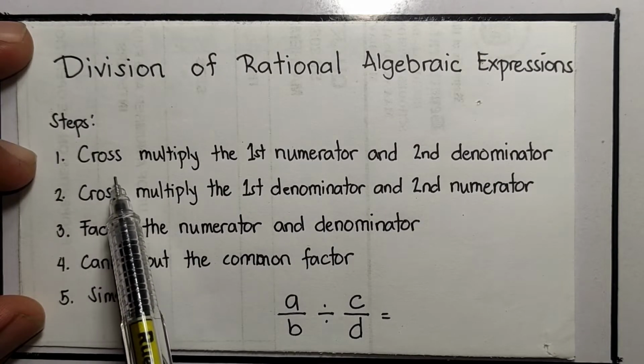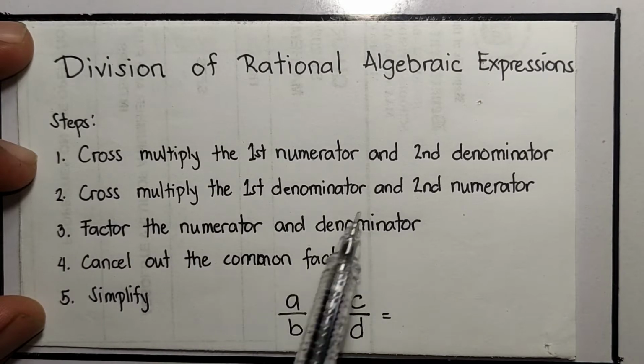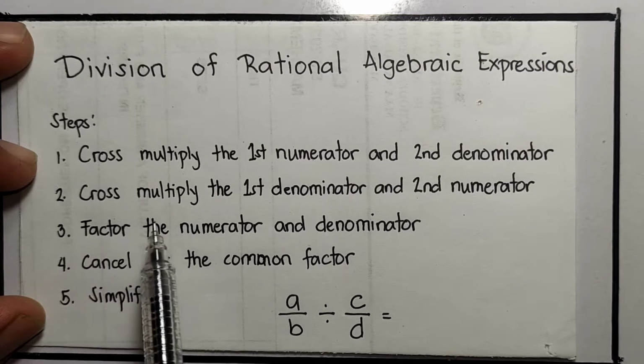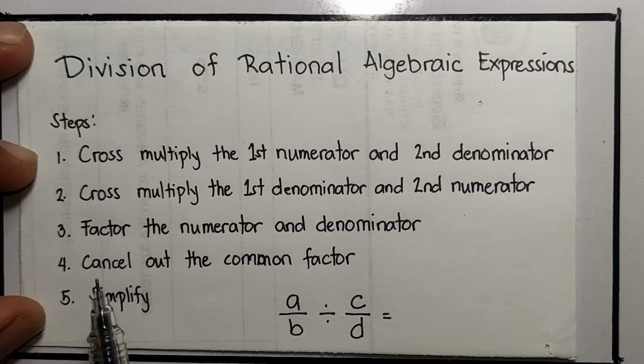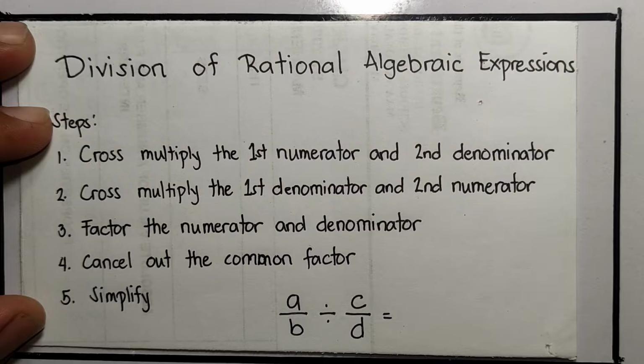Step 1. Cross multiply the first numerator and second denominator. Step 2. Cross multiply the first denominator and second numerator. Then factor the numerator and denominator. Cancel out the common factor. And the last one is simplify.